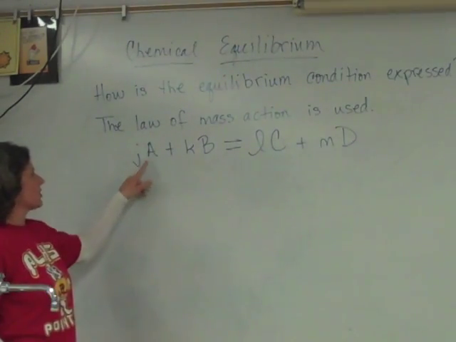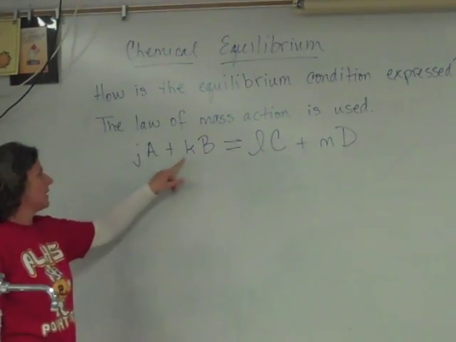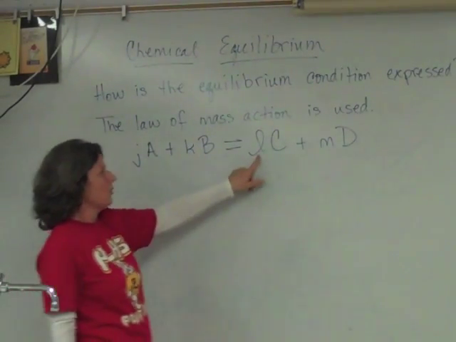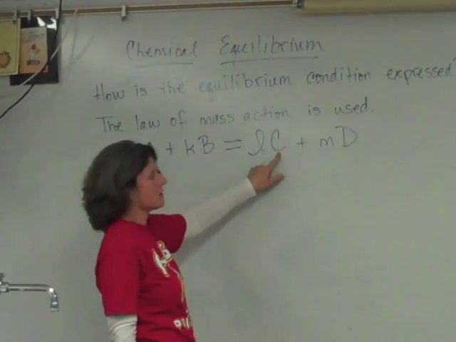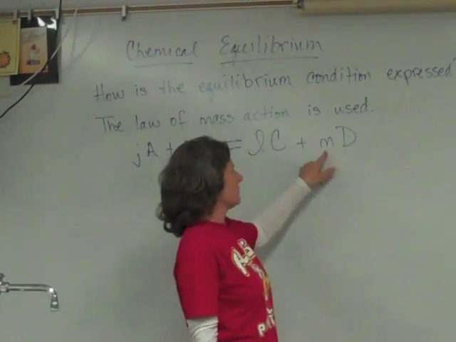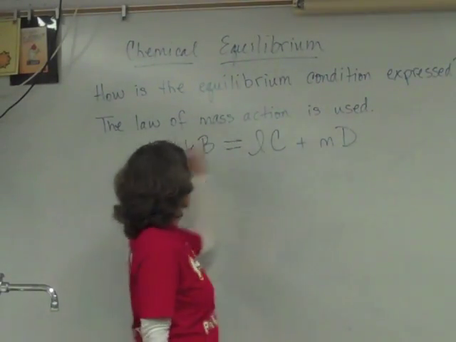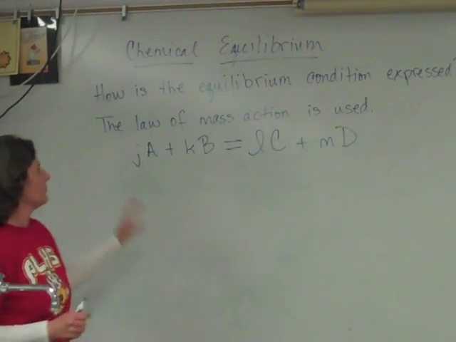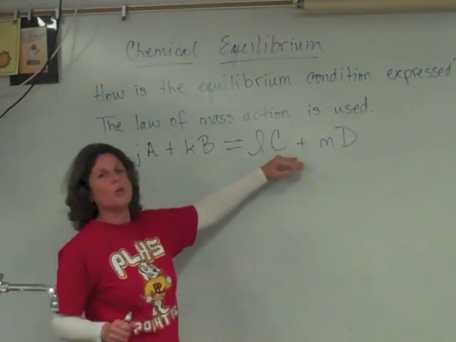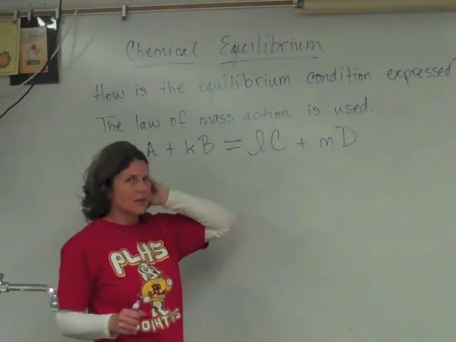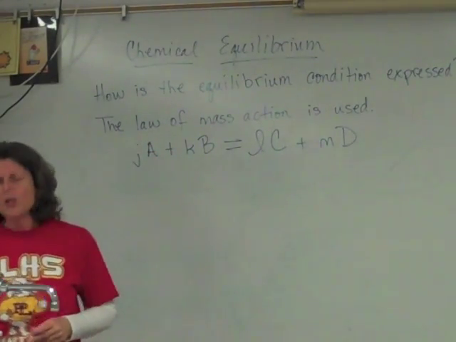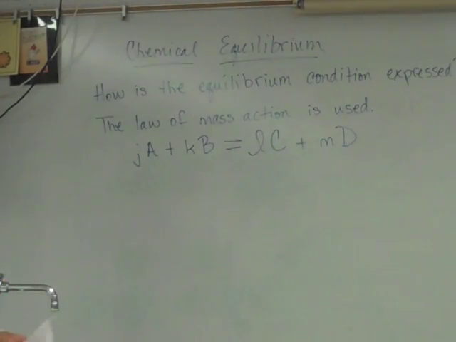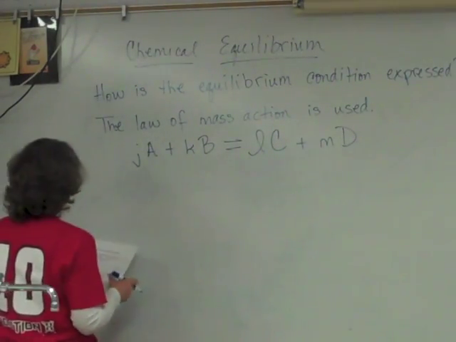This is the coefficient for this first reactant A. This is the coefficient for this second reactant B. The coefficient for this first product C. And the coefficient for the second product D. But right, we know that reactions don't necessarily always follow this model. So how do we write the equilibrium expression for this?